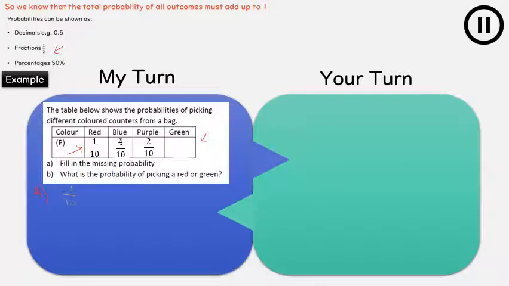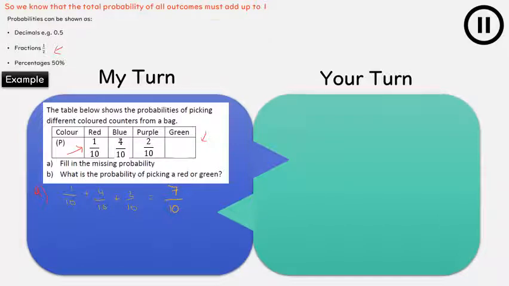I've got 1/10 plus 4/10 plus 2/10. This one's quite easy. All the denominators are 10 on the bottom, so I can just add the numerators. 1 plus 4 is 5, plus 2 is 7. So I've got 7/10 so far.